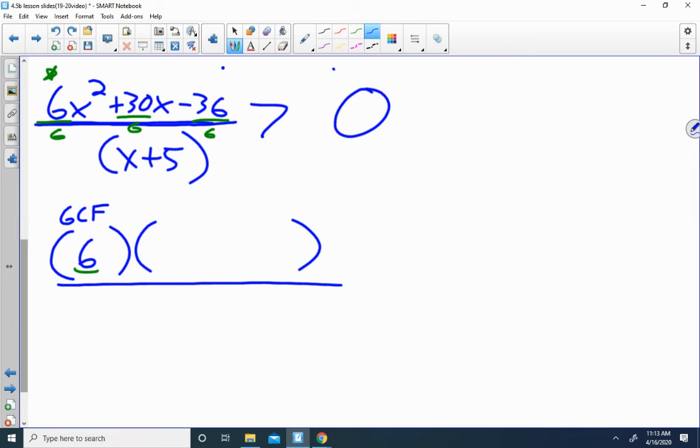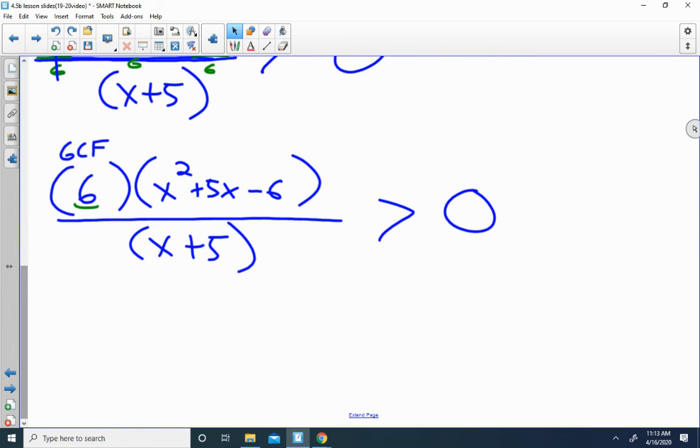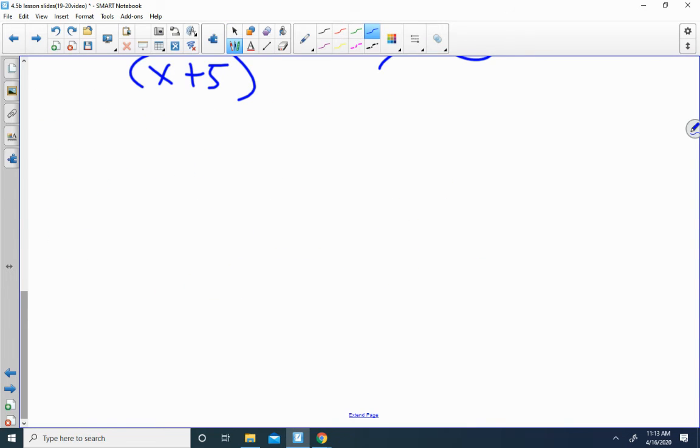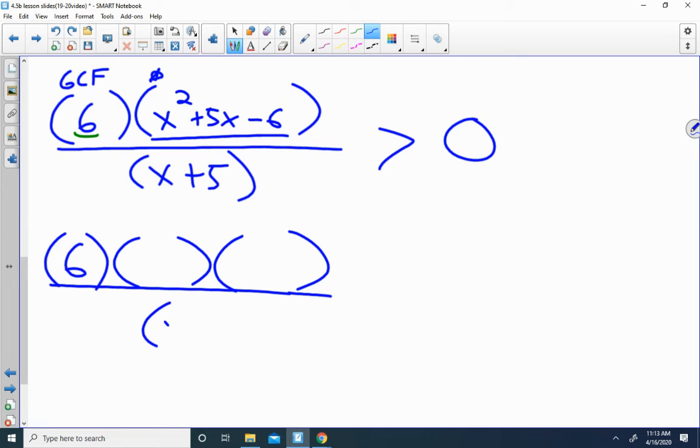So here, the 6 divided by 6 would cancel, which would just leave you with x squared. Here, 30 divided by 6 will give you 5x. And then negative 36 divided by 6 will give you negative 6. And on bottom, you still have x plus 5, all greater than 0. That looks a lot better. And not only that, now that you got the GCF of 6 in the front, this part looks much easier to factor, with x plus 5 still on bottom, of course.